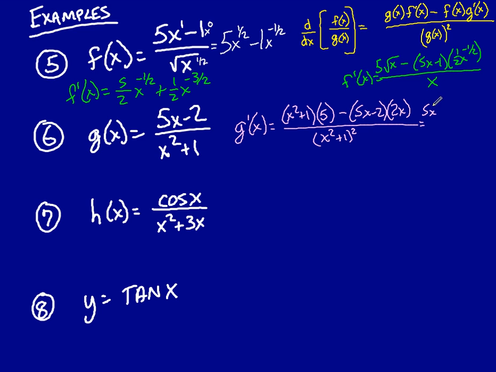I'll have a 5x squared plus 5. I'll have a minus, when I distribute these through, a minus 10x squared, and then this will be minus 4x, but that negative will make it a plus 4x, all over the same thing, x squared plus 1, the quantity squared. And then last thing, just to simplify it more, I'll have a negative 5x squared, a plus 4x, and a plus 5, all over x squared plus 1, the quantity squared.